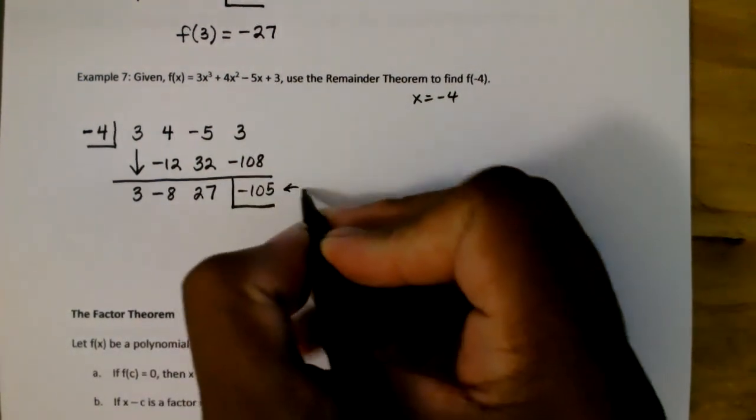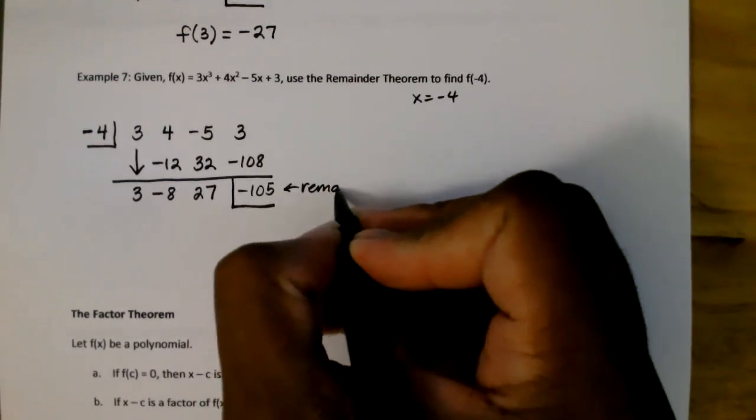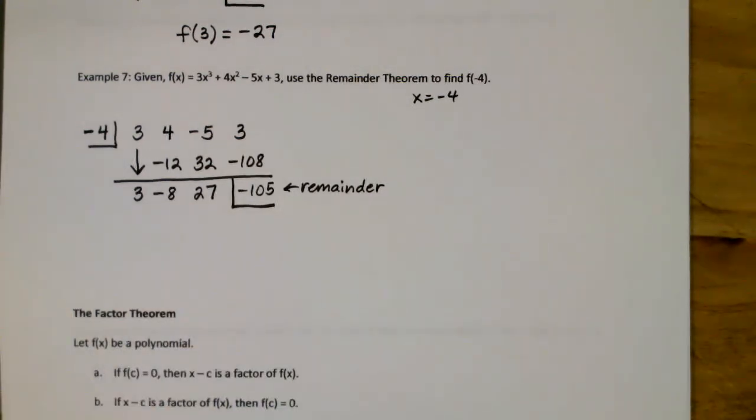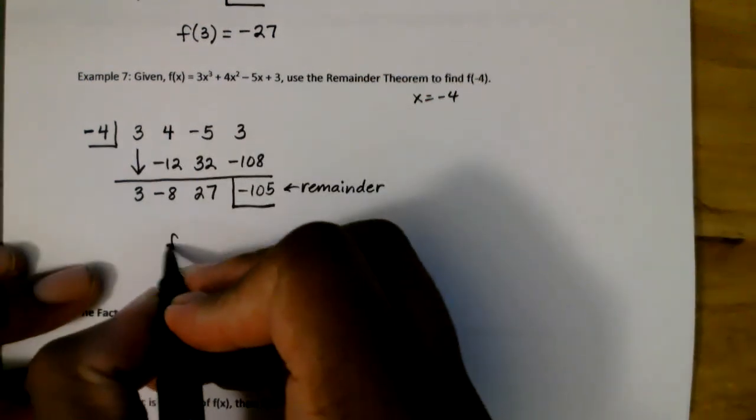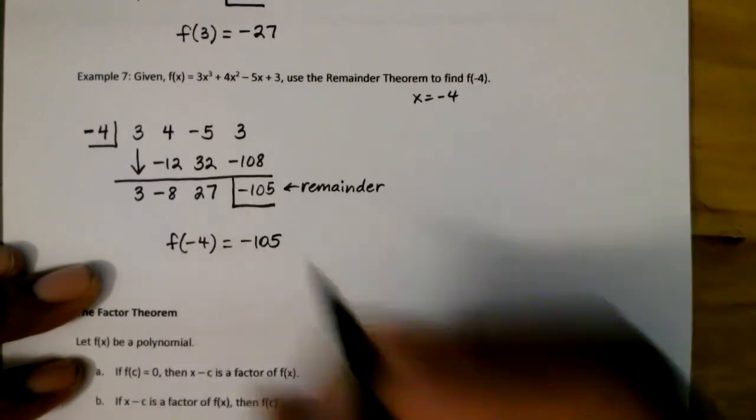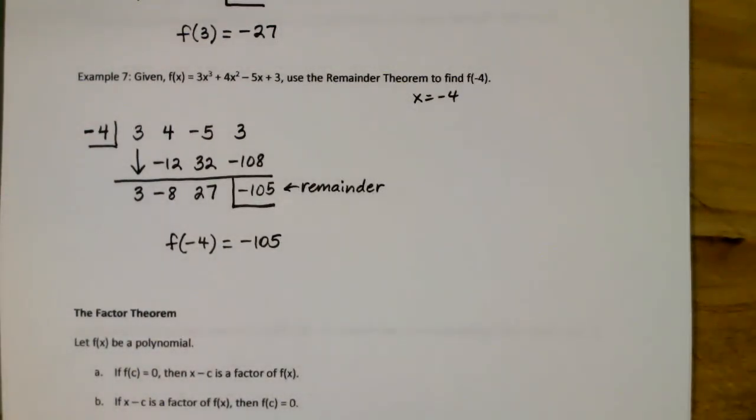So here, that last number in the last row is your remainder. Not only that, that remainder represents the value of this function when x is equal to -4. So in this case, f of -4 is equal to -105. Right.